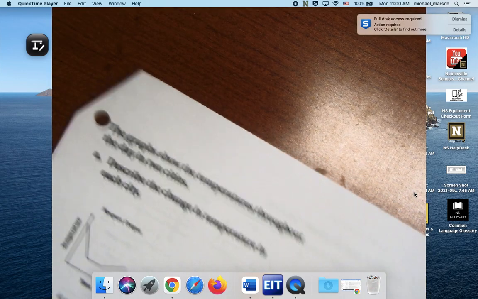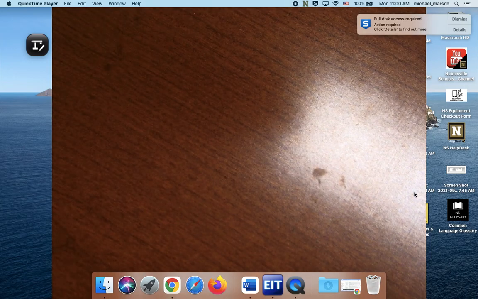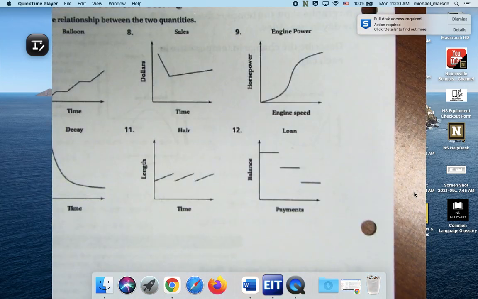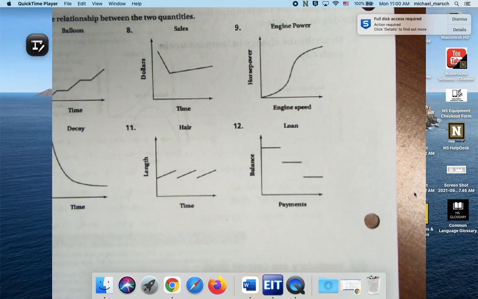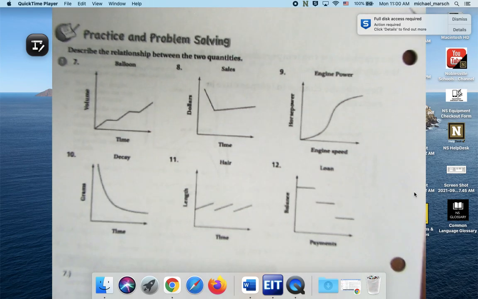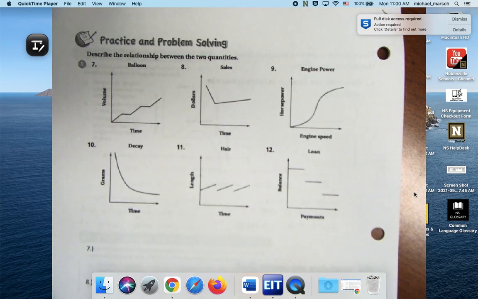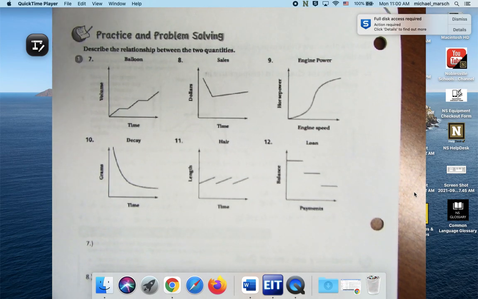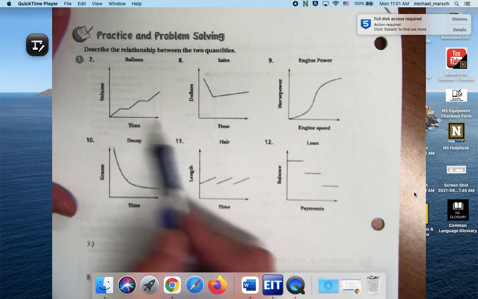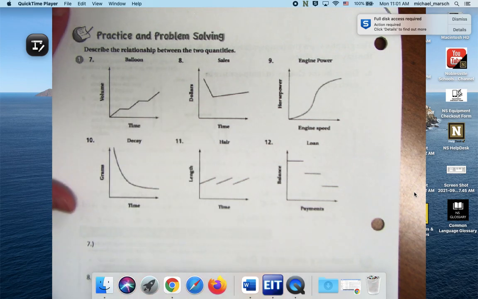Okay, we're moving right along. You guys are doing awesome here. The last page. And they're doing fantastic. Describe the relationship between the two quantities. Okay, so we have a balloon. We have volume of the balloon over time. So what's happening here?